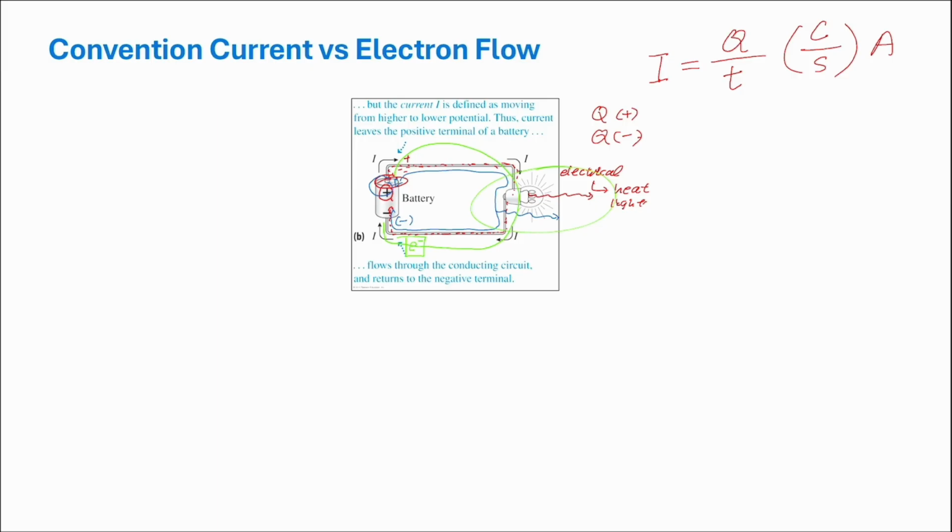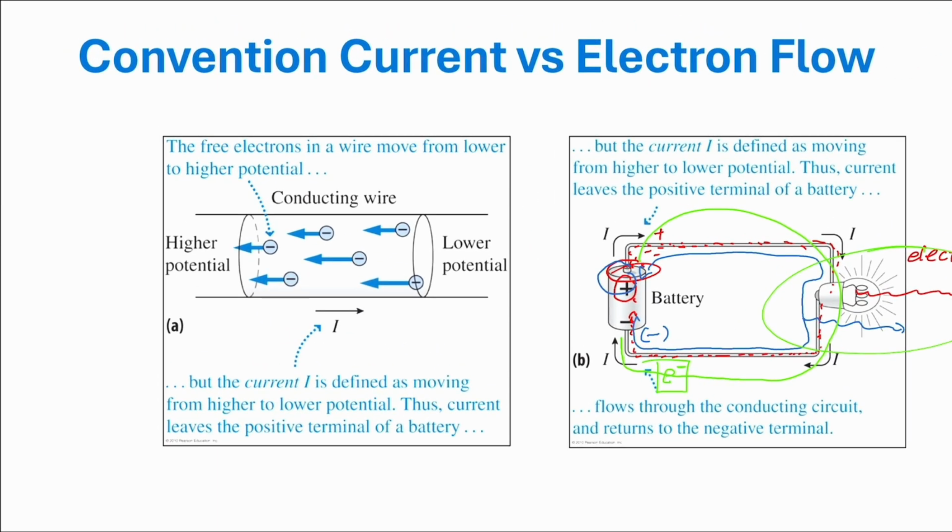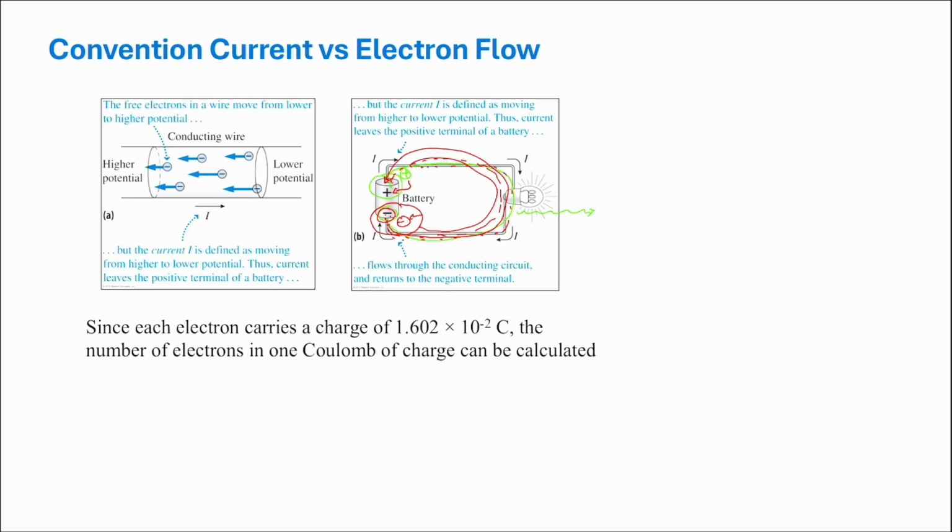In reality, we know it is actually negative charge, carried by electrons, starting from the other side, because we found each electron carries very little charge. Say here it should be 1.602 times 10 to the minus 19 coulomb. This is a very tiny amount.